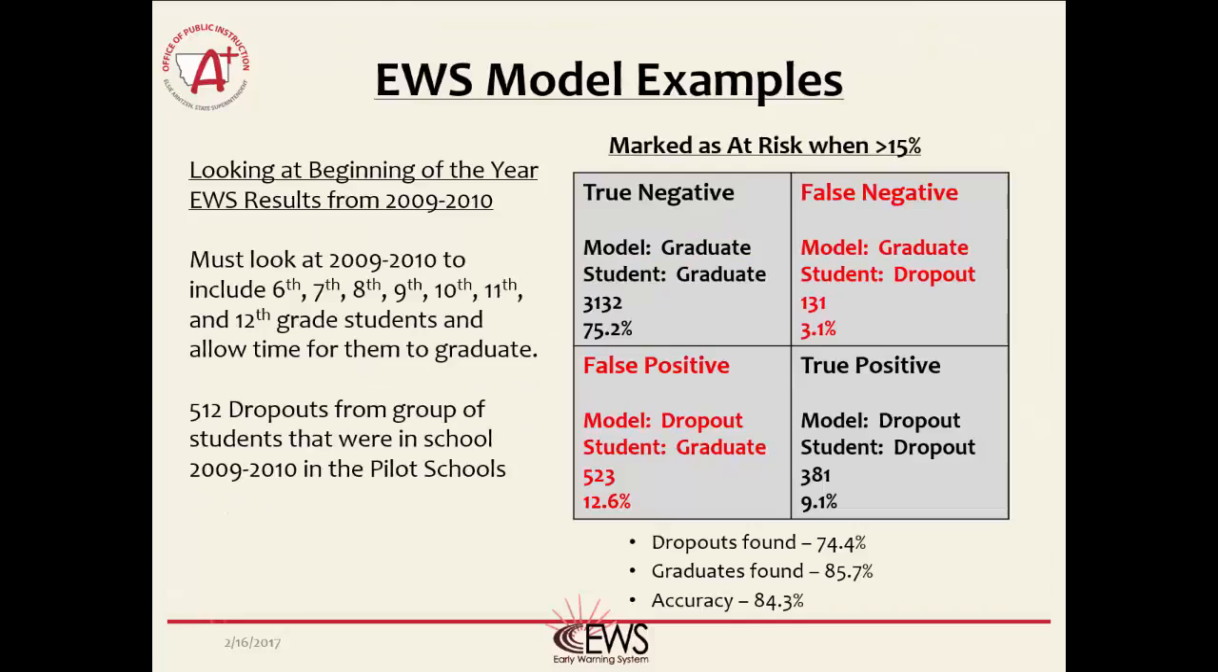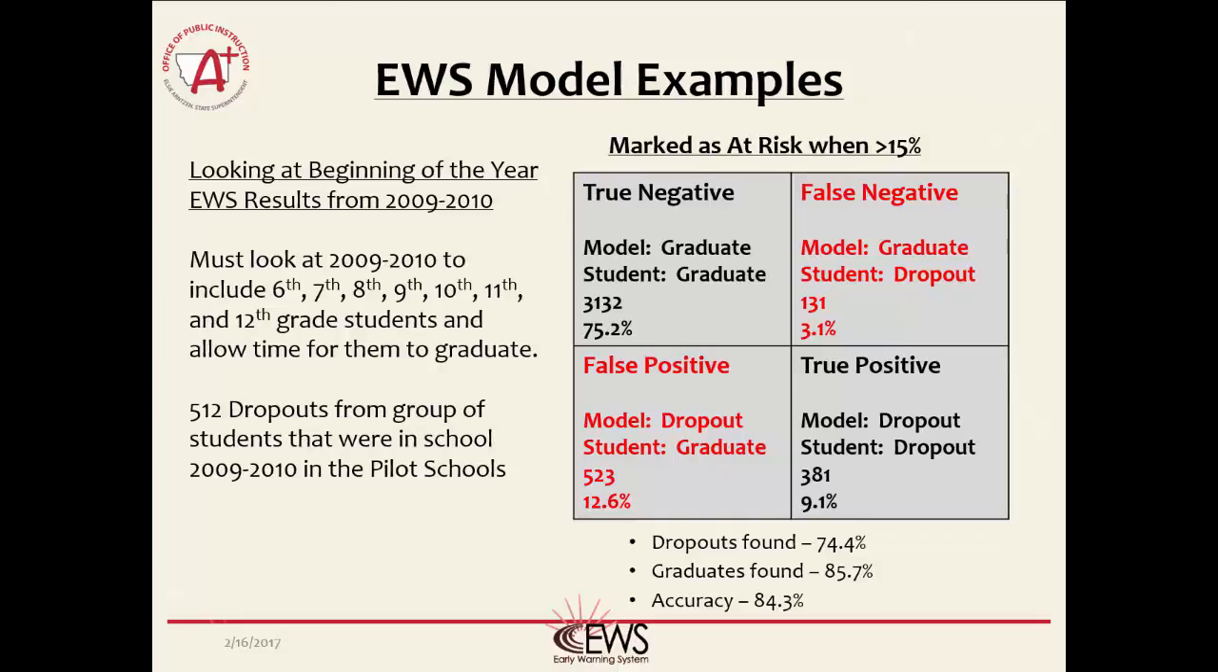So, as an example, let's compare a confusion matrix when any student that has a dropout percentage above 15% is identified as at risk. For a full data set, we need to allow time for the 6th grade students to graduate, which means we have to go back to the data as it would have looked at the beginning of the school year in 2009 and 2010. Using that data, we can run the EWS using the current model and see how the results would turn out in the confusion matrix. In that group of students the OPI has data for, there were 4,167 students, 512 of which eventually dropped out. The results of the confusion matrix are shown in the slide. You can see that most students are in one of the boxes with black font, that the model displayed correct results for.